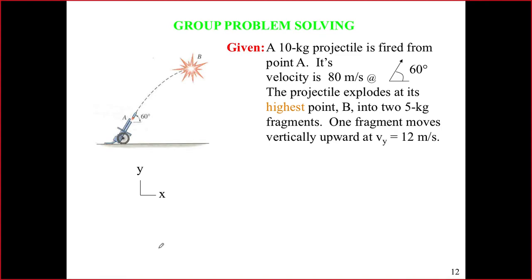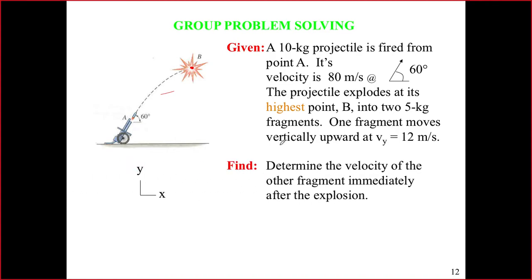This is again something related to an explosion. A 10 kg projectile is fired from point A. Its velocity is 80 meters per second at 60 degrees initially. Initially it was like this. And the projectile explodes at its highest point B. It explodes here into two 5 kg fragments. One fragment moves vertically upwards at a given Vy, and we want to determine the velocity of the other fragment immediately after the explosion.